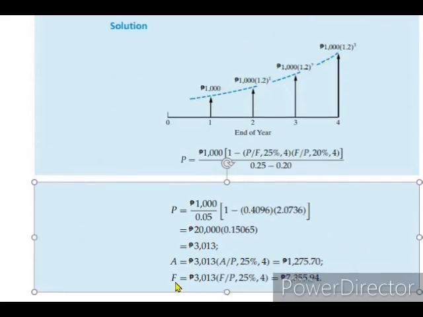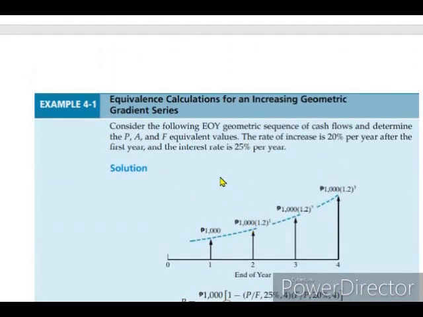So, naintindihan paano nakuha yung A tsaka F gamit ito? Kasi pag increasing geometric gradient, asahan nyo na meron tayong F bar, itong rate na to.